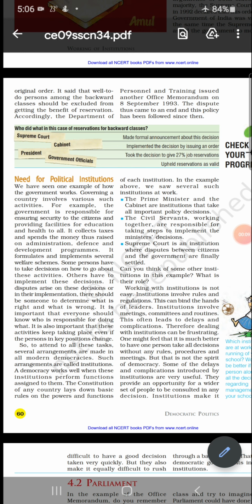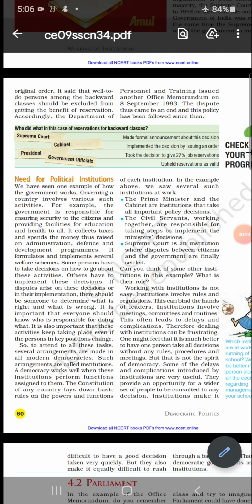Let's continue our chapter, working of institutions. So today we will discuss the need for political institutions. Okay. Why do we need political institutions? Why is there any need of political institutions?